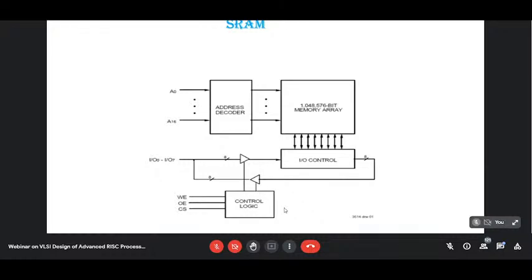Some address decoder, some cell. So if you want to design a 64 into 4-bit RAM, 64 into 4-bit means 64 locations, and in each location there will be 4 bits. So the number of transistors will be 64 into 4, and the number of memory cells will be that. And corresponding to each memory cell, how many transistors, you know that already, I have discussed.